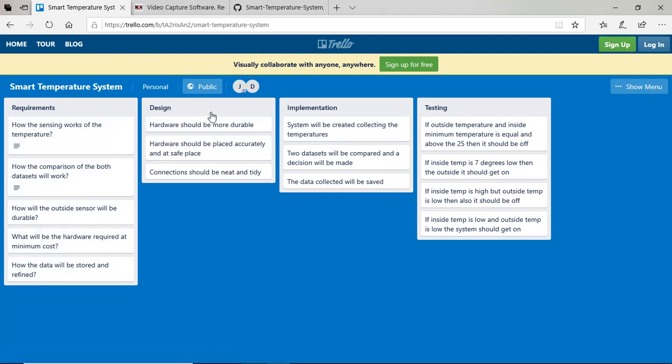Then, moving on to the design phase, the hardware should be more durable, because we were placing one of the temperature sensors outside the house. Outside the house, the temperature varies, and climatic conditions vary, like raining, and in all that environment our sensor must work. So it must be durable. That's why the hardware should be more durable.